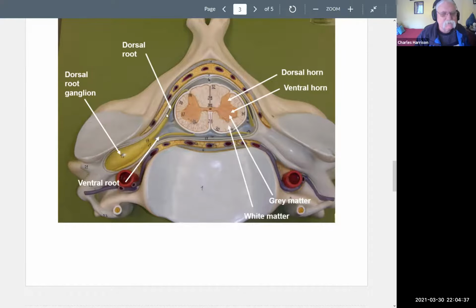This senses, gets to the gray matter. It can now go up to the brain. The brain can decide what to do about it. The brain can decide to ignore it, to do nothing. Or it can decide to do something, send the information back down in a motor impulse. Out that motor impulse goes through the ventral root.